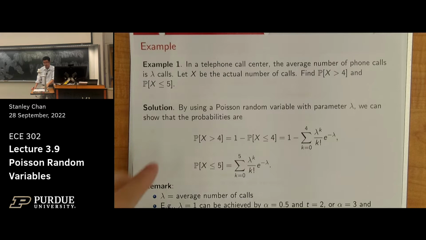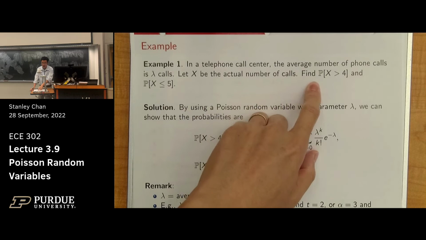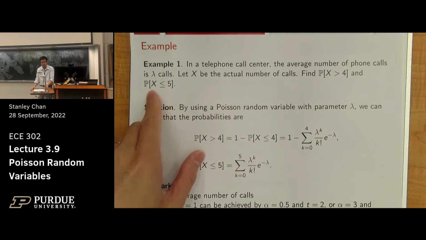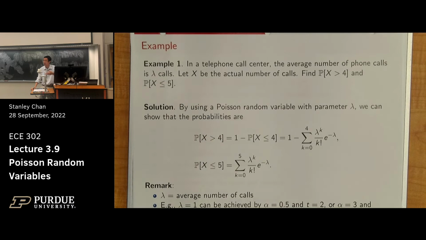I want to find the probability that x is bigger than 4, which means: what is the probability that you're going to get more than 4 phone calls over this duration of time? And P of x less than or equal to 5: what is the probability that you get less than or equal to 5 phone calls within this period of time? Let's say your lambda is some number, some constant.